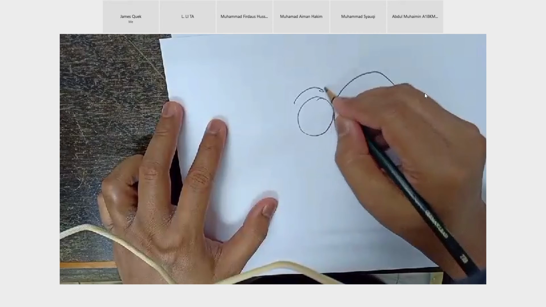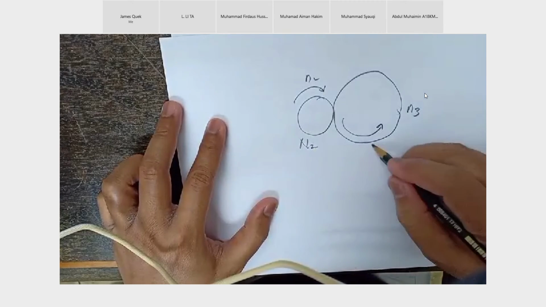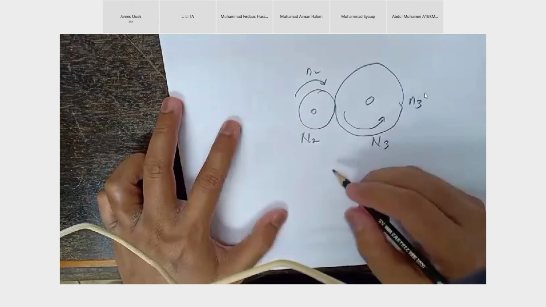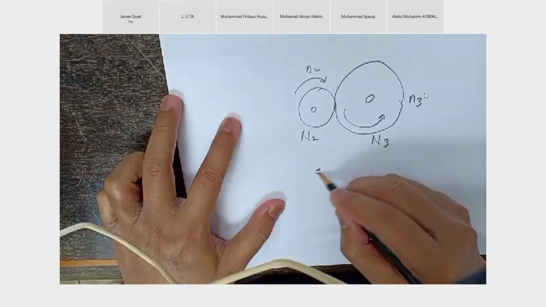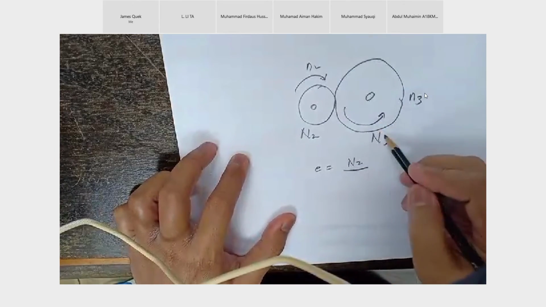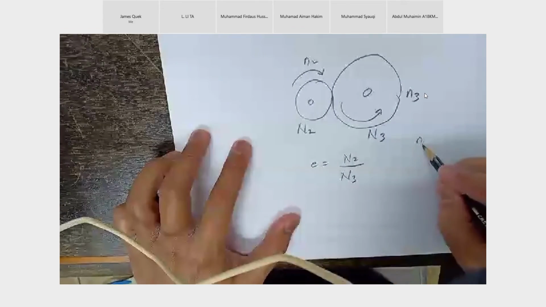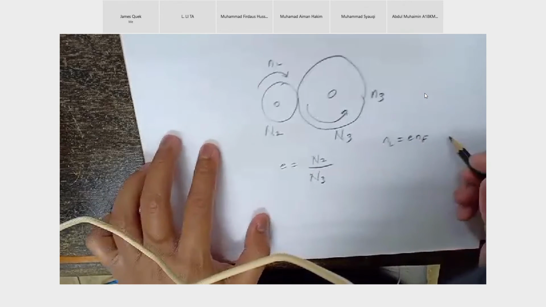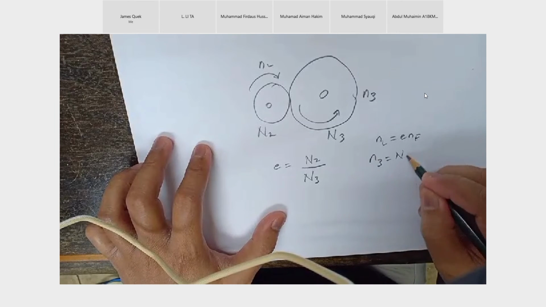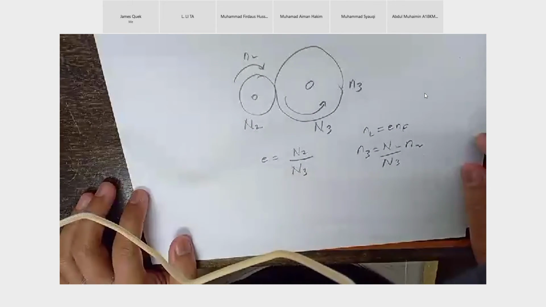So this is your gear 2, N2, this will be N3, the number of teeth of gear 2 and the number of teeth of gear 3. What is the speed? Sama juga sebenarnya. If it is direct, the train value is the product of drive over product of driven. N2 drives, N3 is driven, betul tak? That is your train value. So N last equals E times N first, so N3 equals N2 over N3 times N2. Betul tak guys?